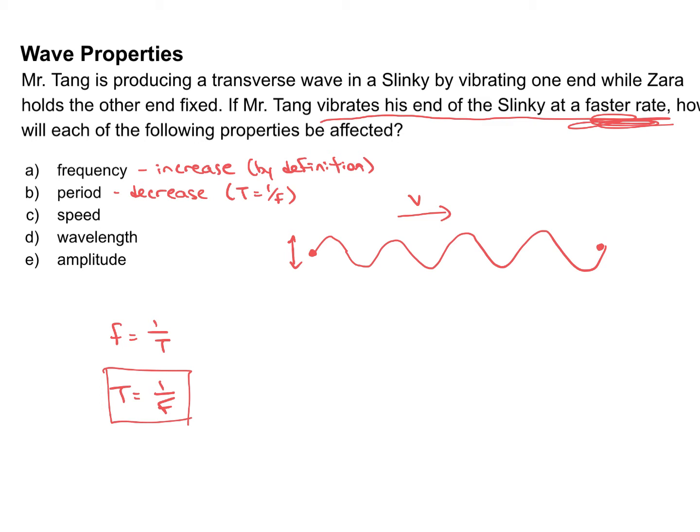It's like if I pulled it back more to increase the tension of the slinky, that might change the speed because it changes something about the medium. But that's not what's described here. I'm just vibrating it faster. So speed will stay the same. I'll elaborate down here. Speed depends on medium, which is not changing in this situation.